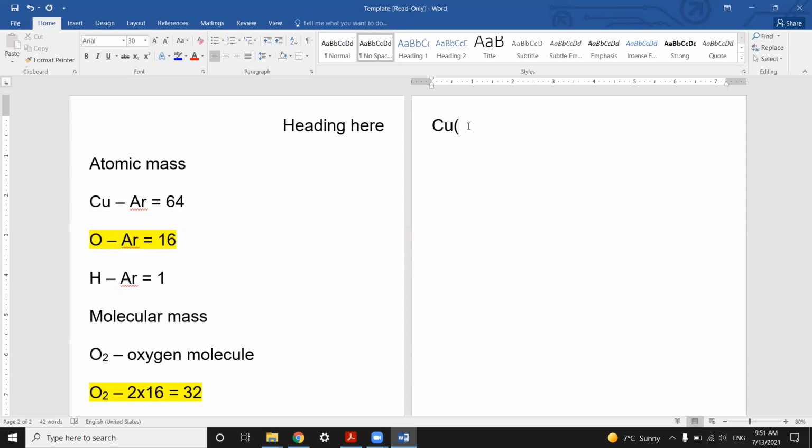copper nitrate, so the NO3, and then brackets 2. So this is copper nitrate, Cu(NO3)2. And the bracket there is basically telling you that you have 2 of everything inside the bracket. So you could rewrite this if you wanted to, you could multiply it out like you do in maths. It's actually telling you that there's 2 of everything that's inside the bracket. So you have 1 copper, 2 nitrogens, and 6 oxygens.